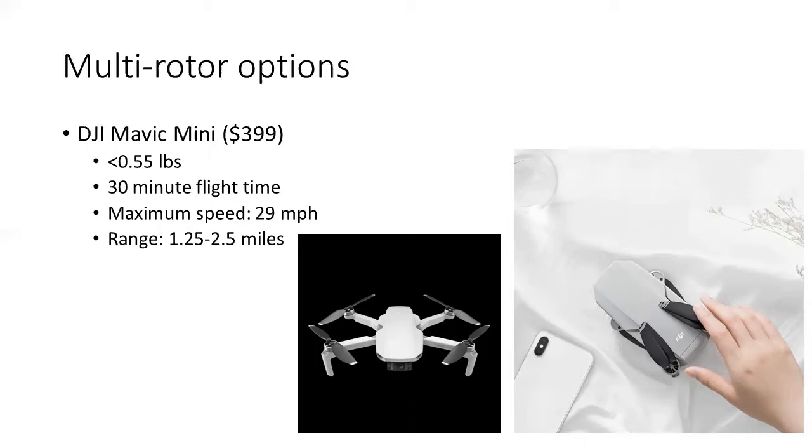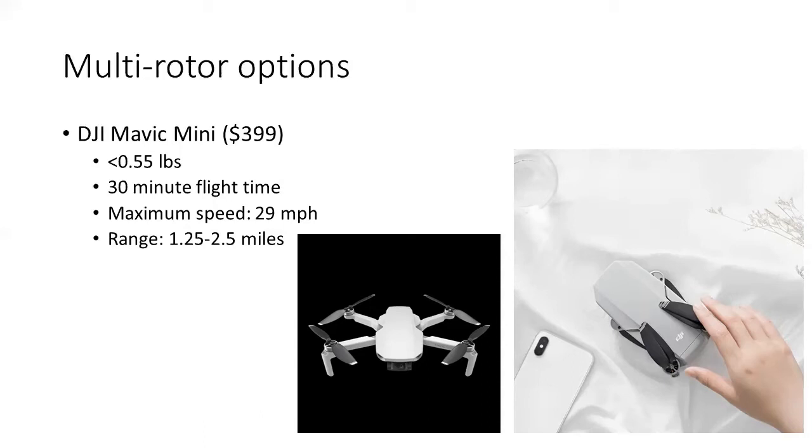Also, you don't have to register this drone either, because it's under that 0.55 pound limit or threshold. This one also gets pretty good flight time for a multi-rotor. It's 30 minutes. Maximum speed is a little bit slower than some of the others, and the range is pretty good. So it's pretty similar to the others.